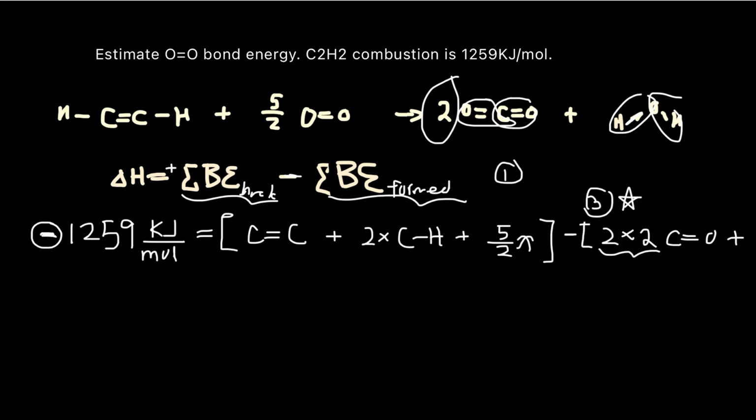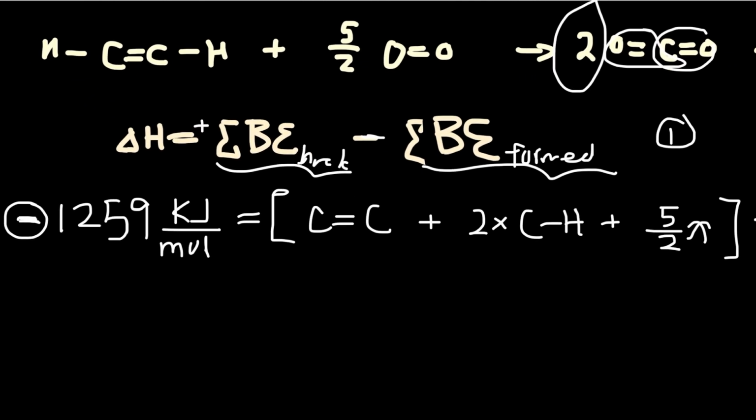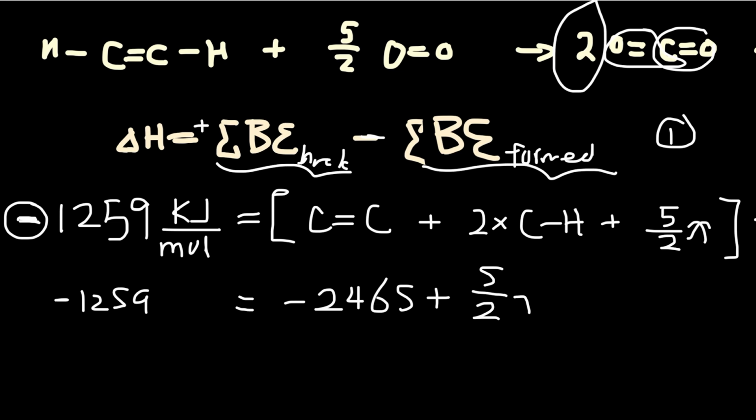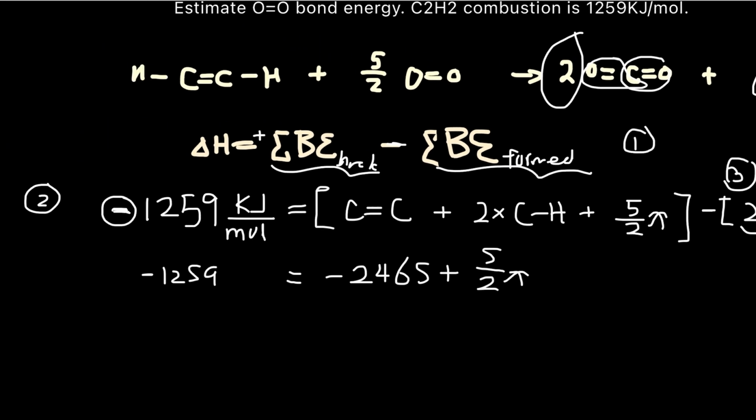And if I plug all of the numbers in correctly, we're going to get something like negative 1259, 2465 plus 2X. So in that case, the final answer is going to be something like 1206 divided by 5 over 2. So X, which is the approximate bond energy of O double bond, is going to be around this much kJ.